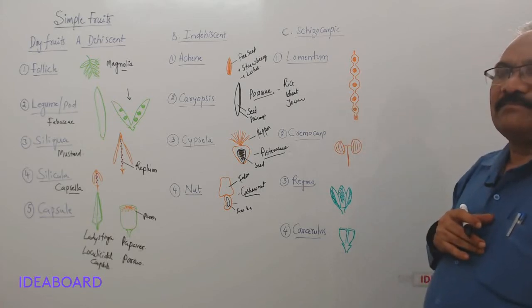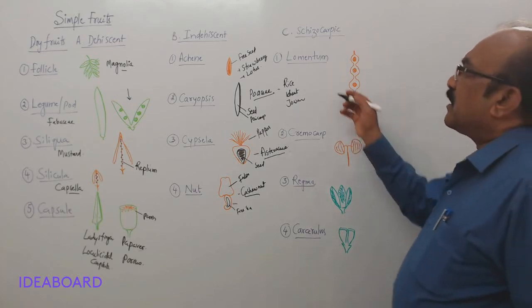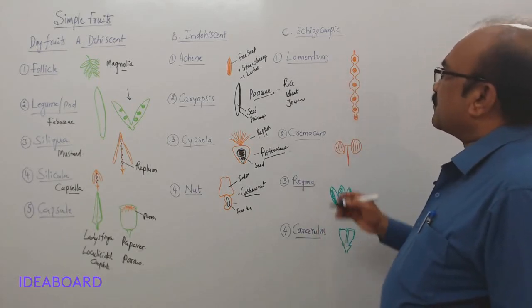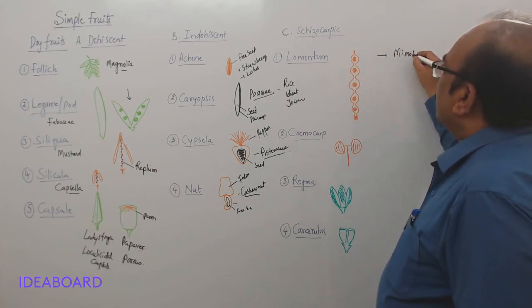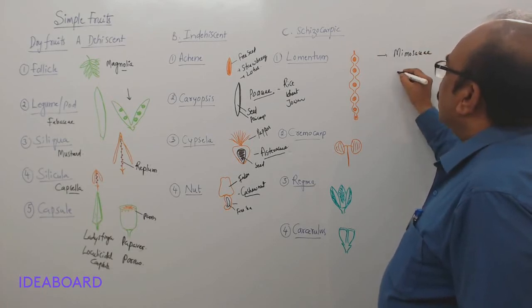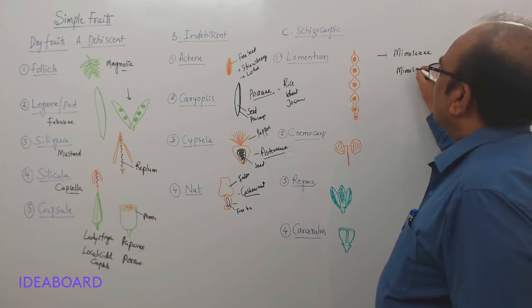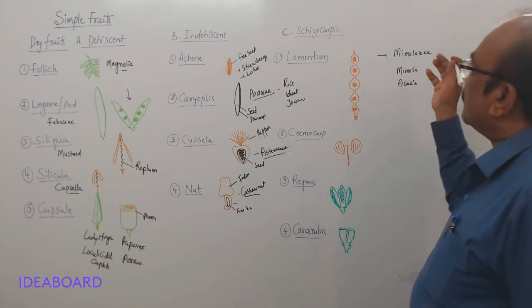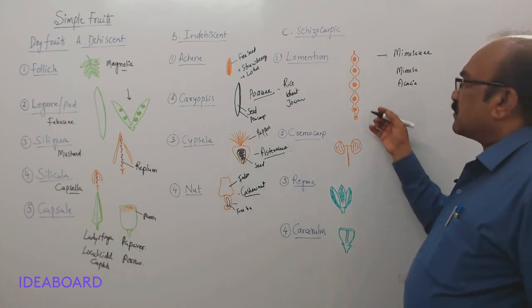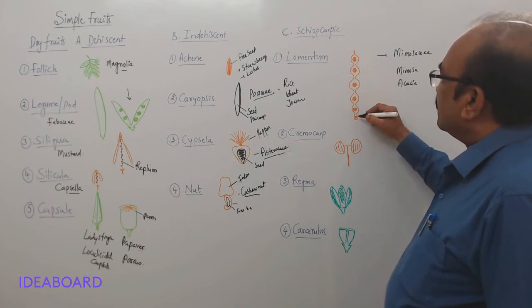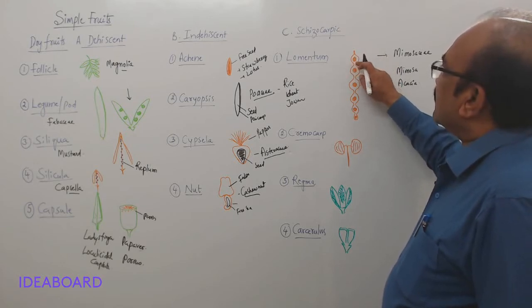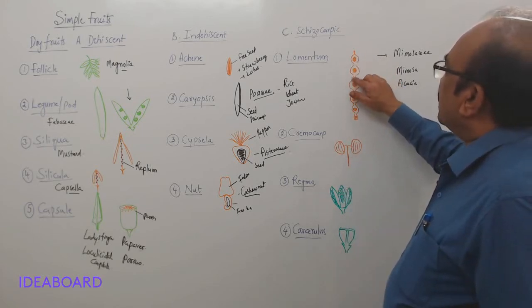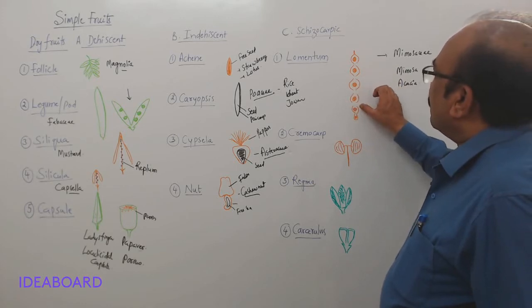Now, when we come to the schizocarpic fruits, these schizocarpic fruits will exhibit both dehiscent as well as indehiscent characters. That's why they are called schizocarpic. And we have four types here. The first one is lomentum, and this lomentum is the characteristic fruit of the family Mimosaceae. Of course, you heard about Mimosa pudica and acacia, which are important members of this family. And you will find some constrictions, and whenever it dries up, it breaks in the constrictions.